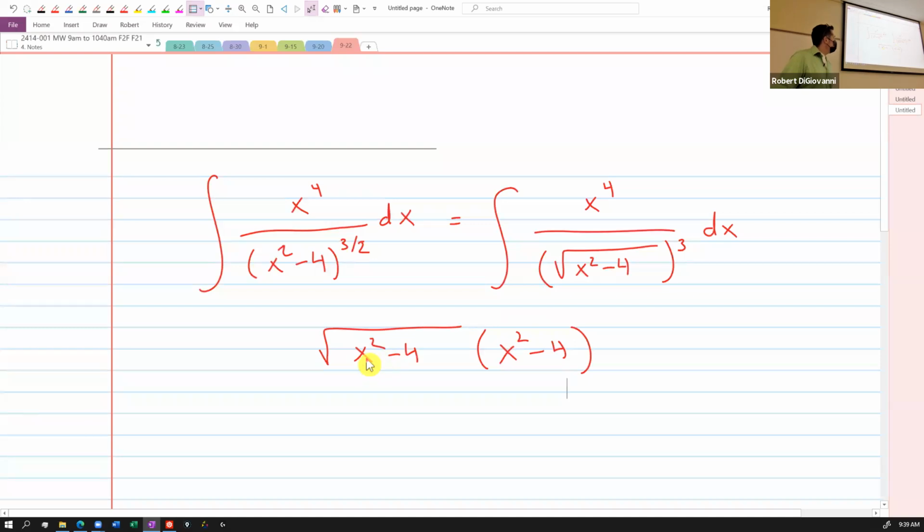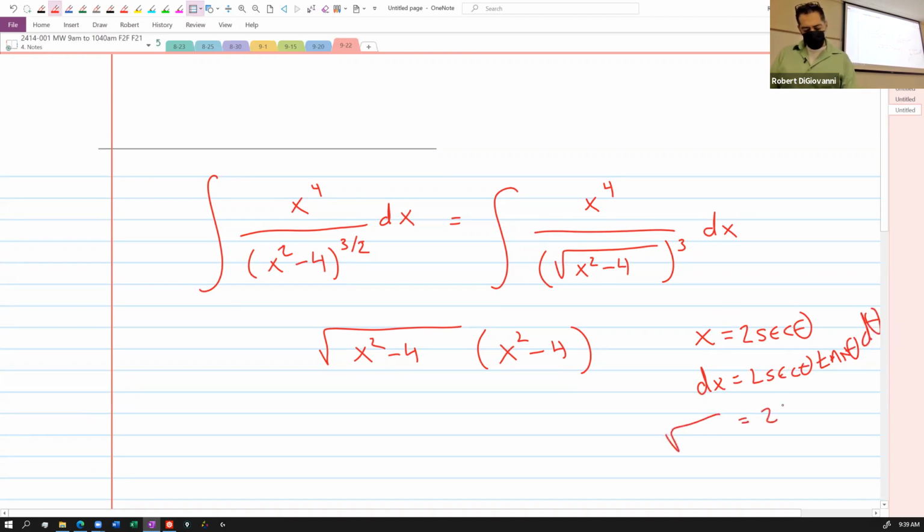And so what would the trig sub be for this? That's variable squared minus number, so this would be a secant theta again, wouldn't it? So 2 secant theta. I don't want to work through this whole thing. 2 secant theta tangent theta d theta would be your derivative, and the square root thing would be 2 tan theta, right? So this piece would become 2 tan theta.